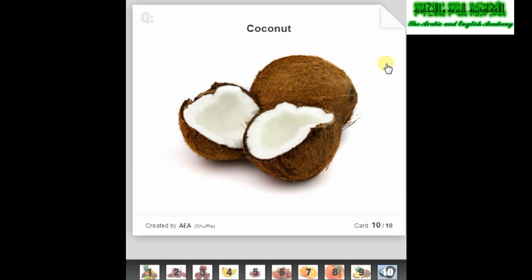Okay, the next word, final word we have is coconut, and coconut in Arabic is Jawz al-Hind. Jawz al-Hind. Coconut. Okay, this concludes the vocab session for this lesson. Please complete worksheets to follow up with this lesson to reinforce the words we went over today.